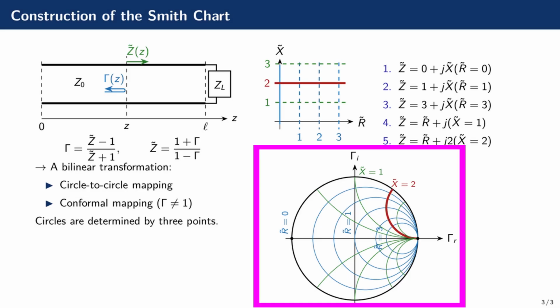The point gamma equals 1 corresponds to infinite impedance, so it is the open circuit point. The point gamma equals -1 corresponds to 0 impedance, so it is the short circuit point. The point gamma equals 0 corresponds to Z tilde equals 1, so it is the match point.